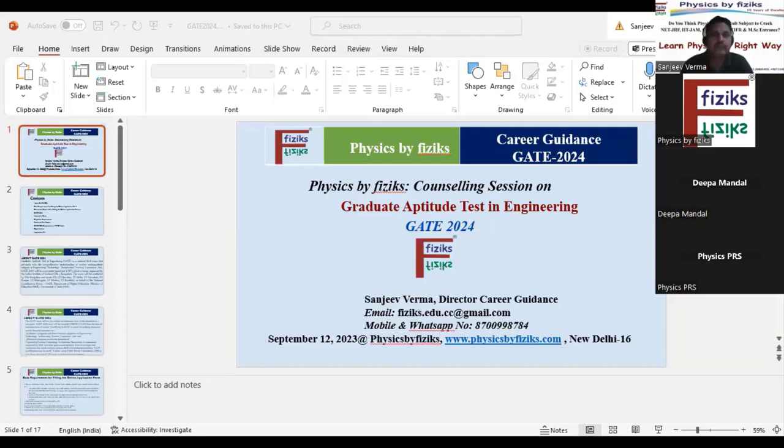Sir, do PSUs consider NET scores as well as GATE scores, or only the GATE score? Only GATE score. Sir, as per the previous record, they accept only if the rank is around 100 to 200. Otherwise, they are not accepting. That's what I am saying, it is not fixed.